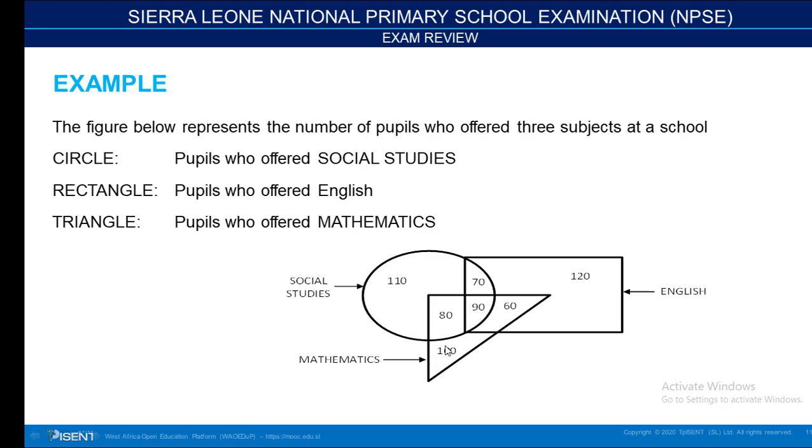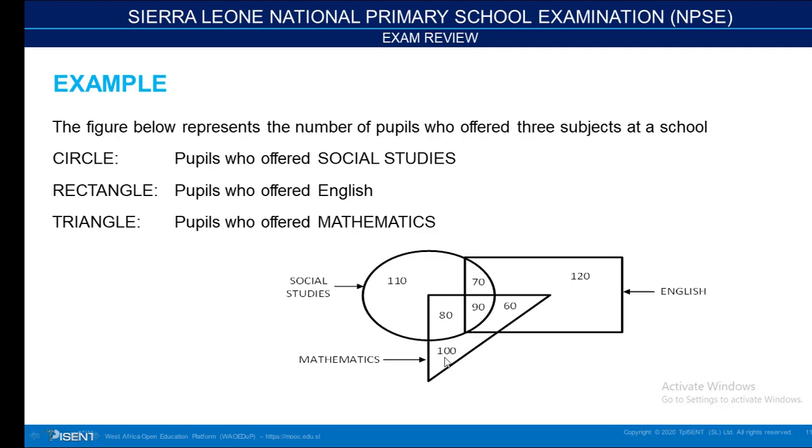Now, let's look at the numbers. 60, it is found inside the triangle, but also inside the rectangle. So, we count it out. 80 is found inside the triangle, but also inside the circle. So we count it out. 90 is found inside all of them. So we consider it not.